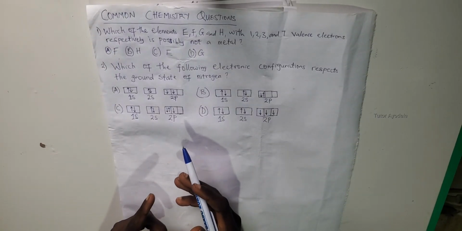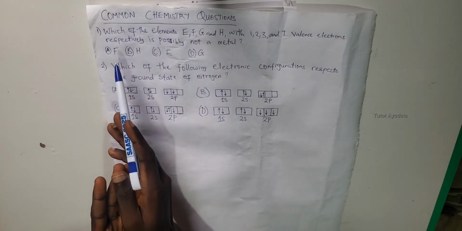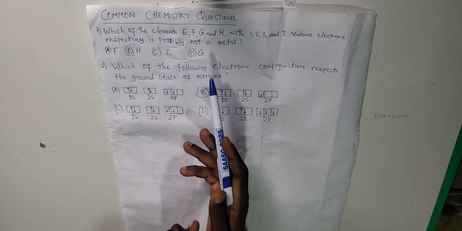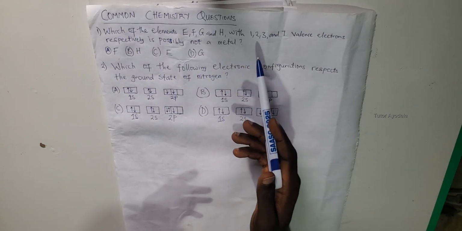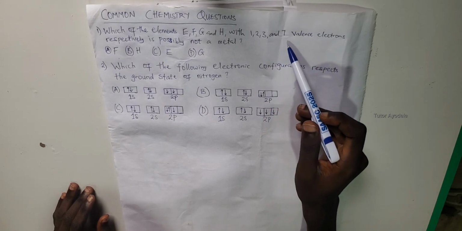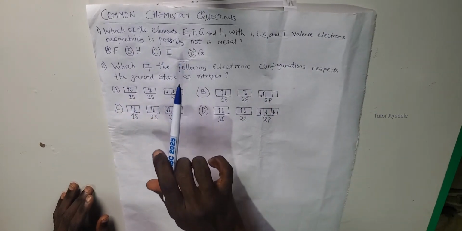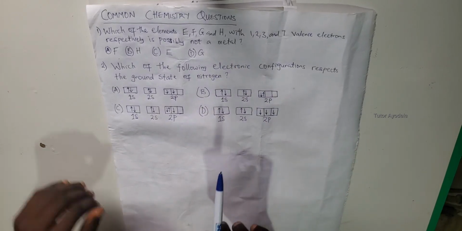Common chemistry questions. Okay. Question number 1 says: which of the elements E, F, G, and H with 1, 2, 3, and 7 valence electrons respectively is possibly not a metal?